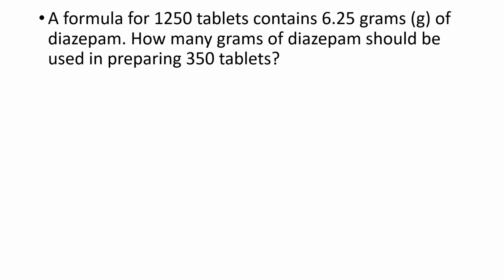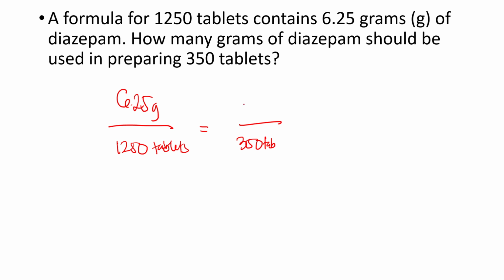Next, a formula for 1,250 tablets contains 6.25 grams of diazepam. How many grams of diazepam should be used in preparing 350 tablets? So the ratio is 6.25 grams of diazepam is in 1,250 tablets. If we're preparing 350 tablets, how much do we need? How much is contained? So the x is on top. Simply rearrange the equation again, and you will have an answer of 1.75 grams.